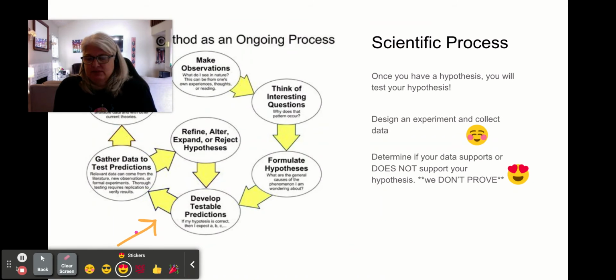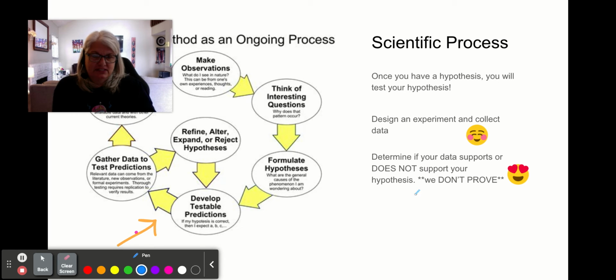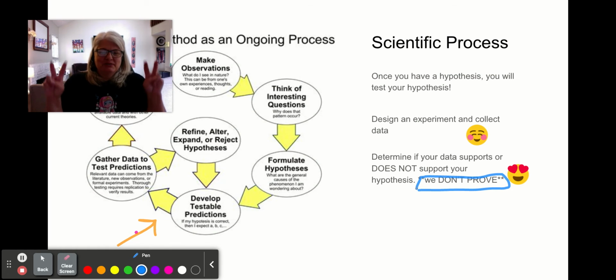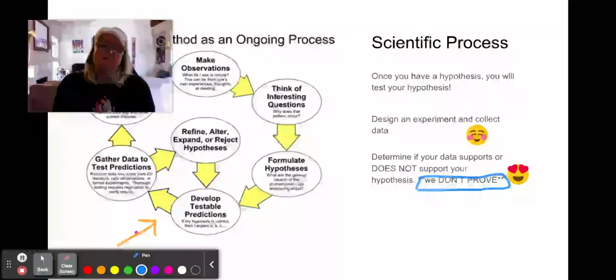One of the things that's really important, and I want to make sure everybody understands this, so pay close attention here: we don't prove anything in biology. If I see you use the word prove, I'm going to call you out on it. We don't prove anything. What we do is we support hypotheses, or we find data that doesn't support hypotheses.